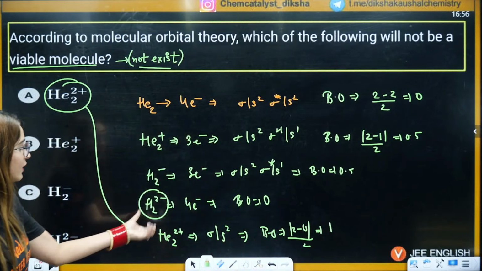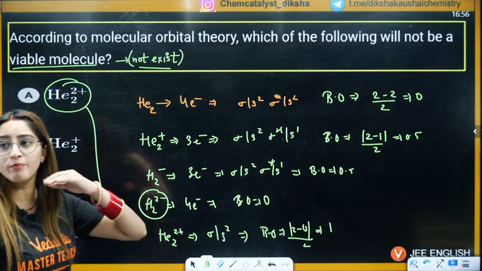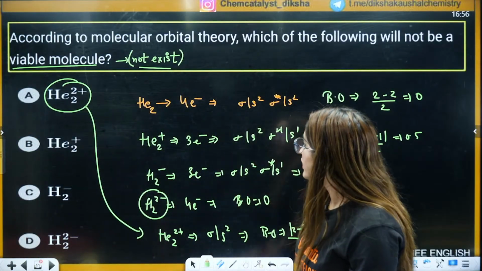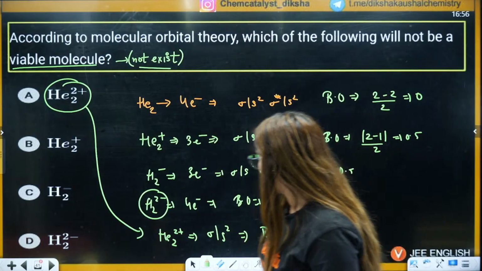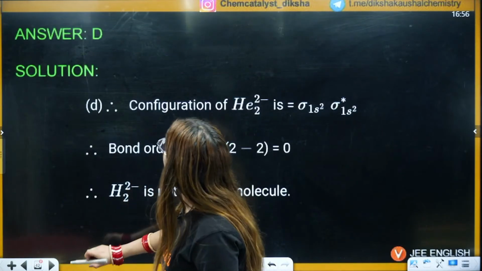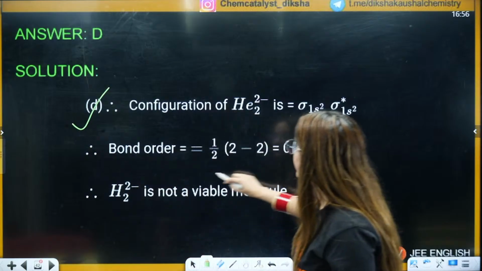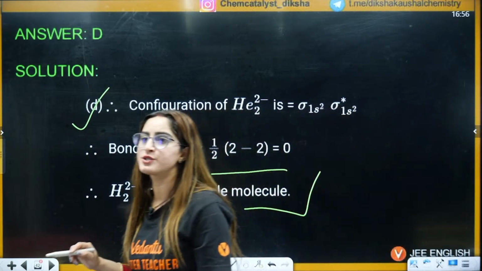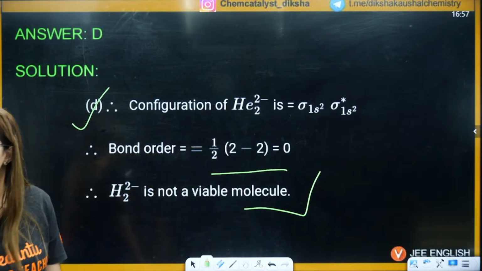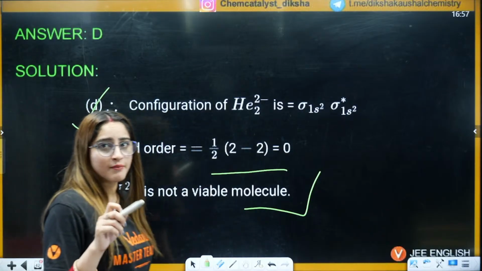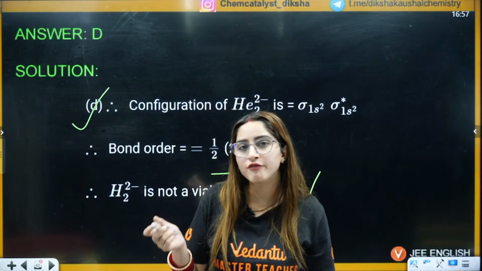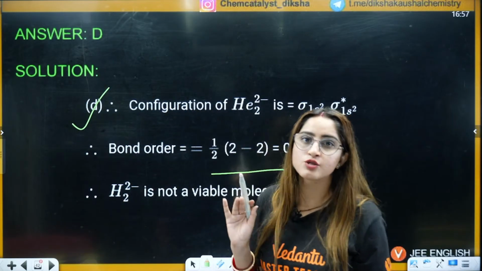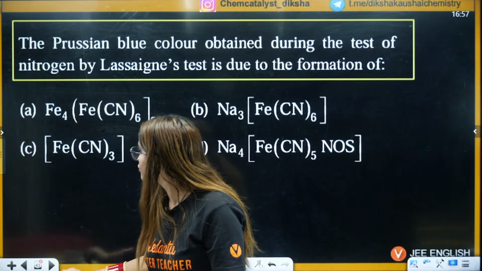So we got our answer: whenever bond order is 0, that is the unstable molecule. So here H2 negative, D is the correct answer, which is not a viable molecule because bond order is going to be 0 here. Bond order 1 is stable, bond order 0.5 is unstable, but bond order 0 means it will not exist at all.